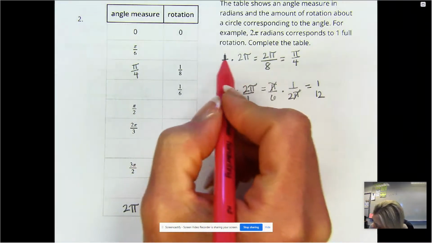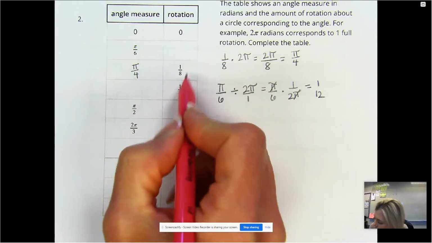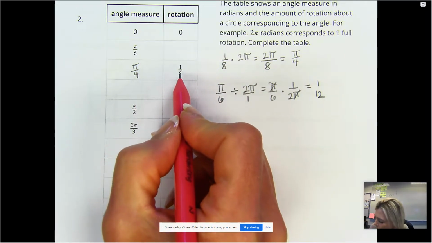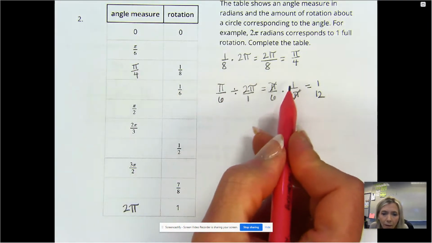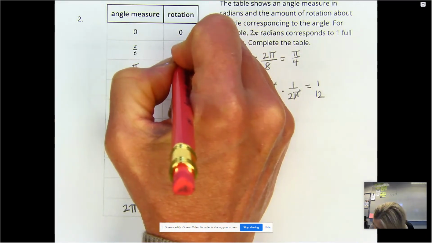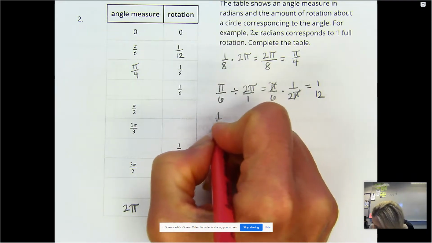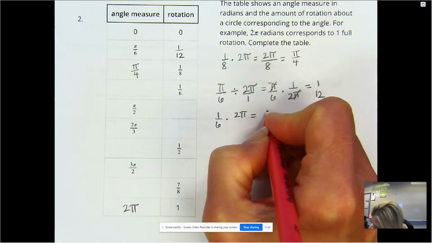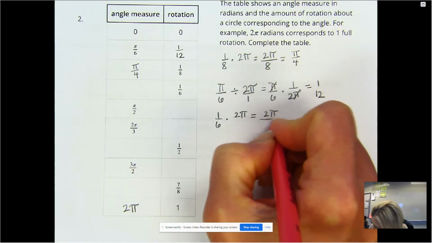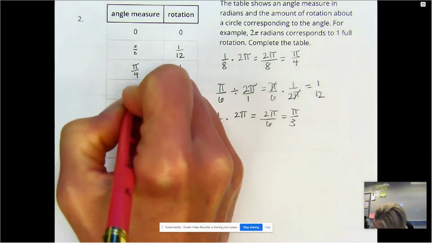So if I know the rotation, I'm going to multiply by 2 pi. But if I know the angle, I'm going to end up multiplying by 1 over 2 pi. So 1/12 goes here. Okay, so I know the rotation. I multiply by 2 pi. We get 2 pi over 6, which is equal to pi over 3. That goes here.